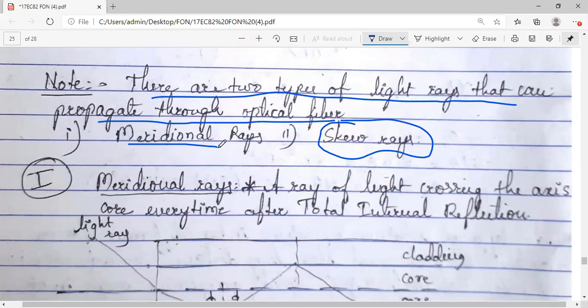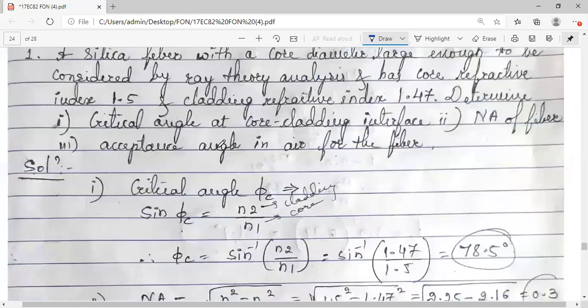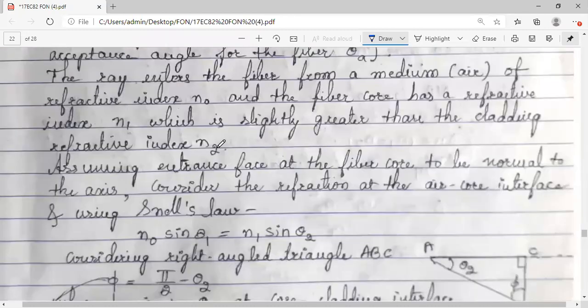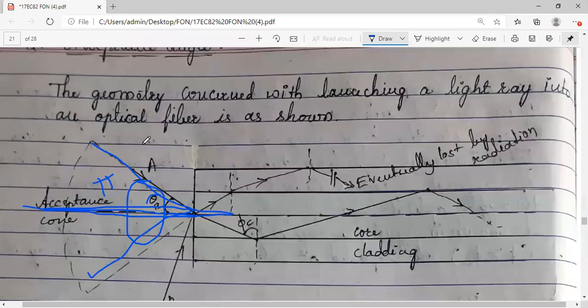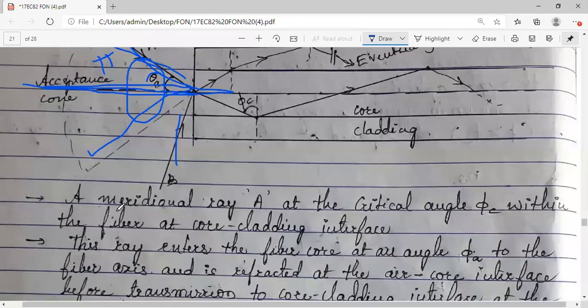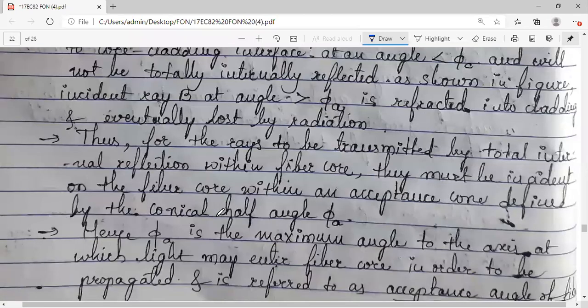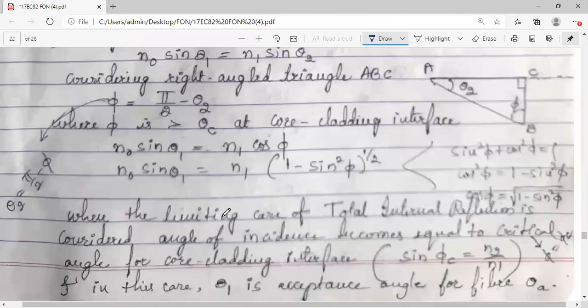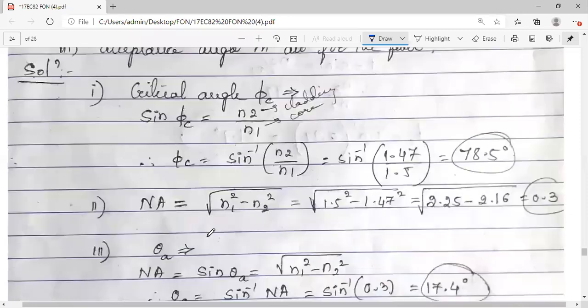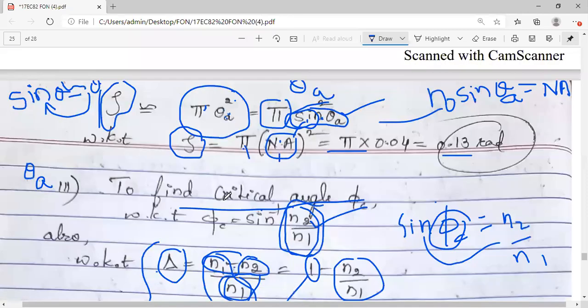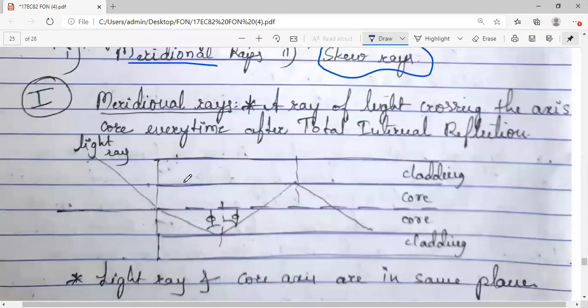When we were dealing with the acceptance angle, whatever rays we have considered, these A, B rays, they are meridional rays. So this is one type. The second type is skew rays. In the ray theory of transmission you have the study of skew rays, but you should know briefly what a meridional ray is and how it is defined.